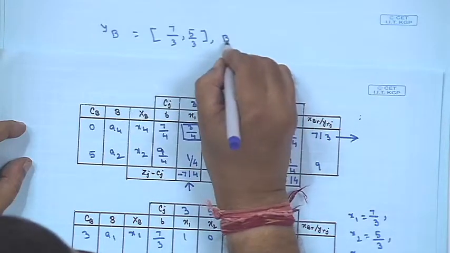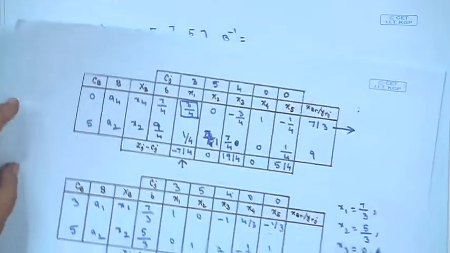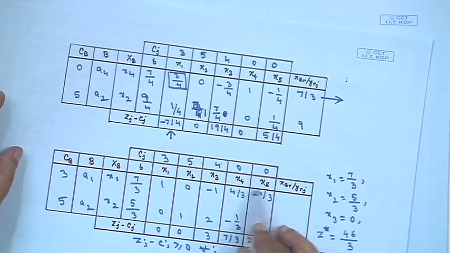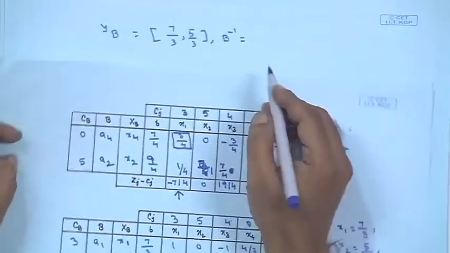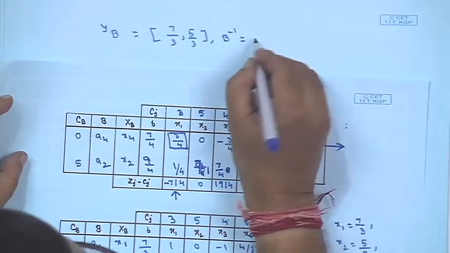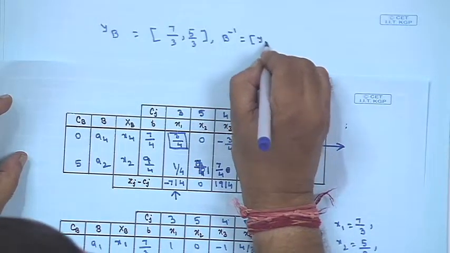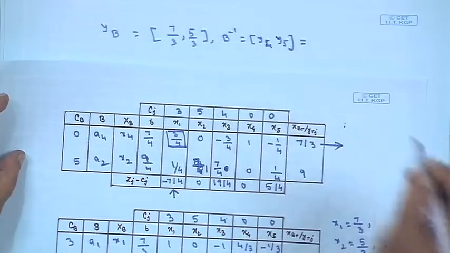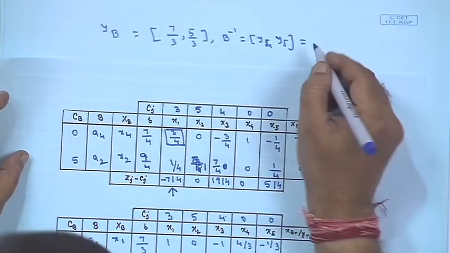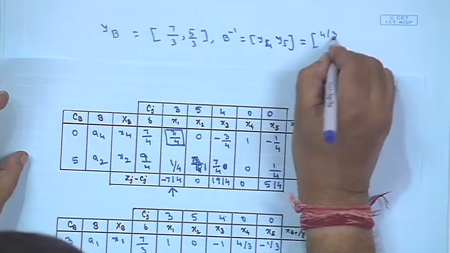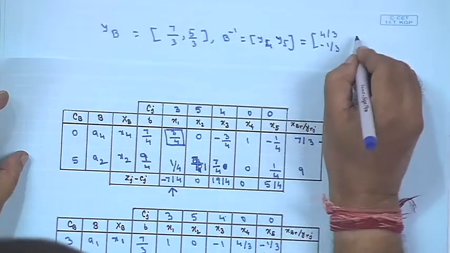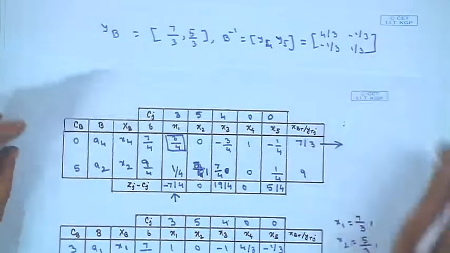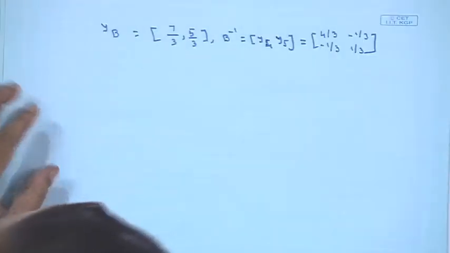What is your B inverse? B inverse means whatever is not there in the basis, that is x4 and x5. So, B inverse is nothing but we are writing y4 and y5, and y4 is 4/3, minus 1/3, and minus 1/3, 1/3. So, you are getting it from here.